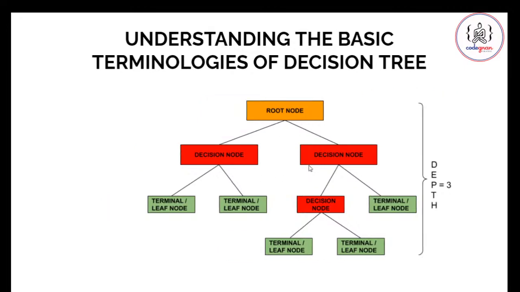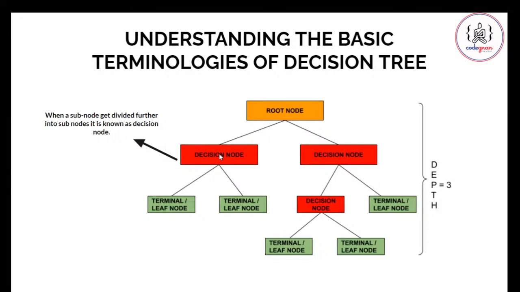So here the decision nodes are marked with red color. Here you see this decision tree node, marked with this red color. So this is a subnode of this root node, right? And when this subnode gets further divided into different subnodes, then we call this a decision node here. So this is our decision node.